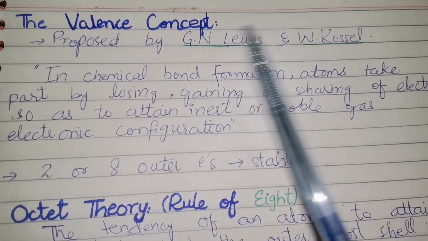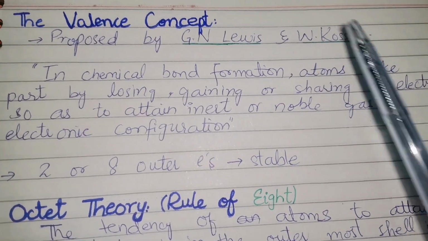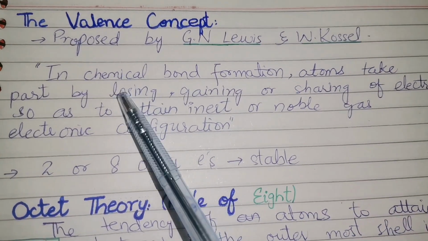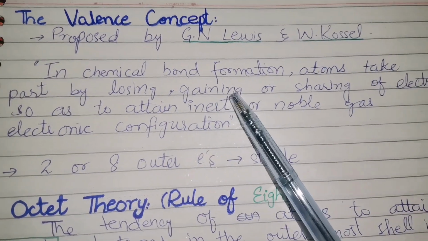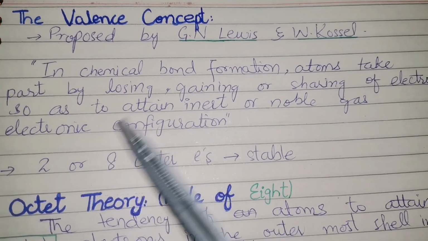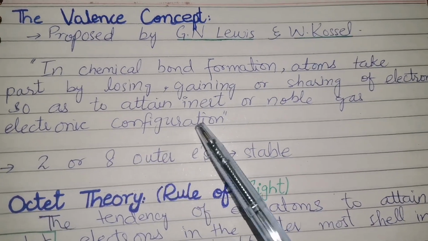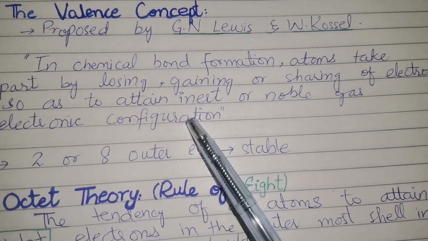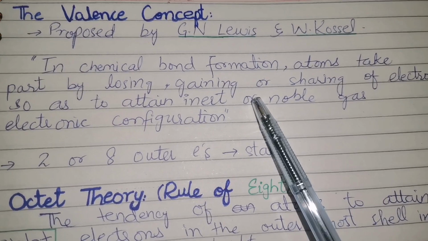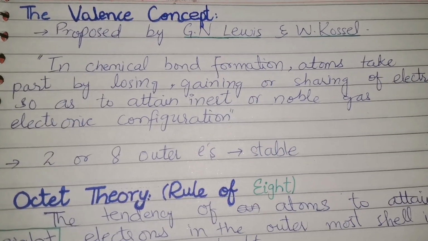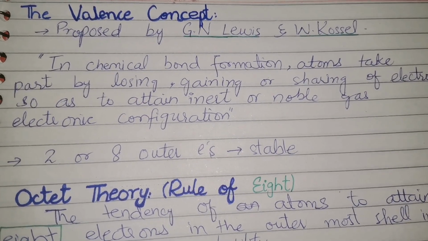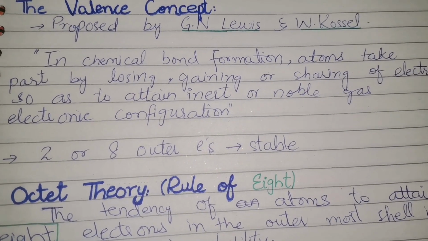It was proposed by G.N. Lewis and W. Kossel. According to this concept, in chemical bond formation, atoms take part by losing, gaining or sharing of electrons so as to attain a noble gas electronic configuration. We have already discussed this definition in the previous lecture with the example of NaCl, where sodium lost 1 electron and chlorine gained that 1 electron.